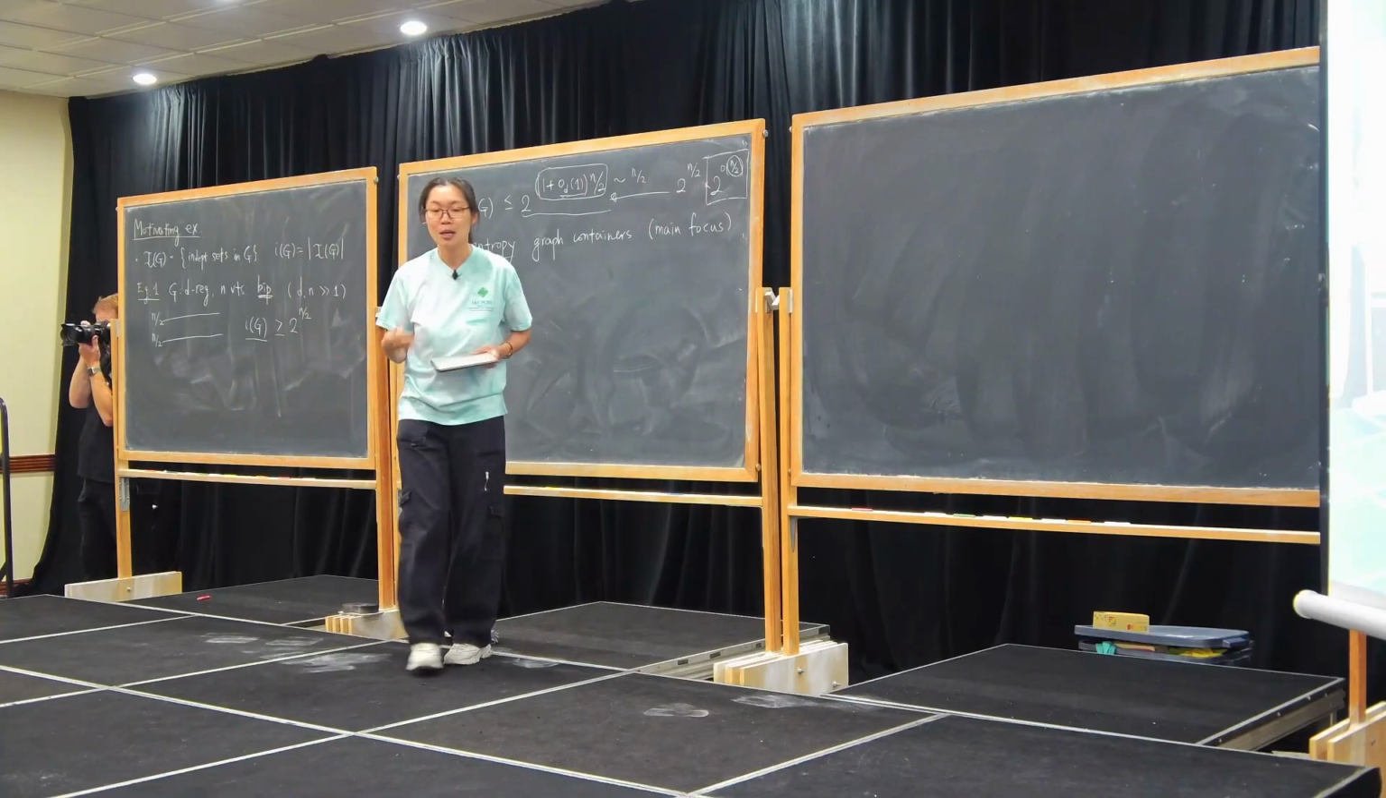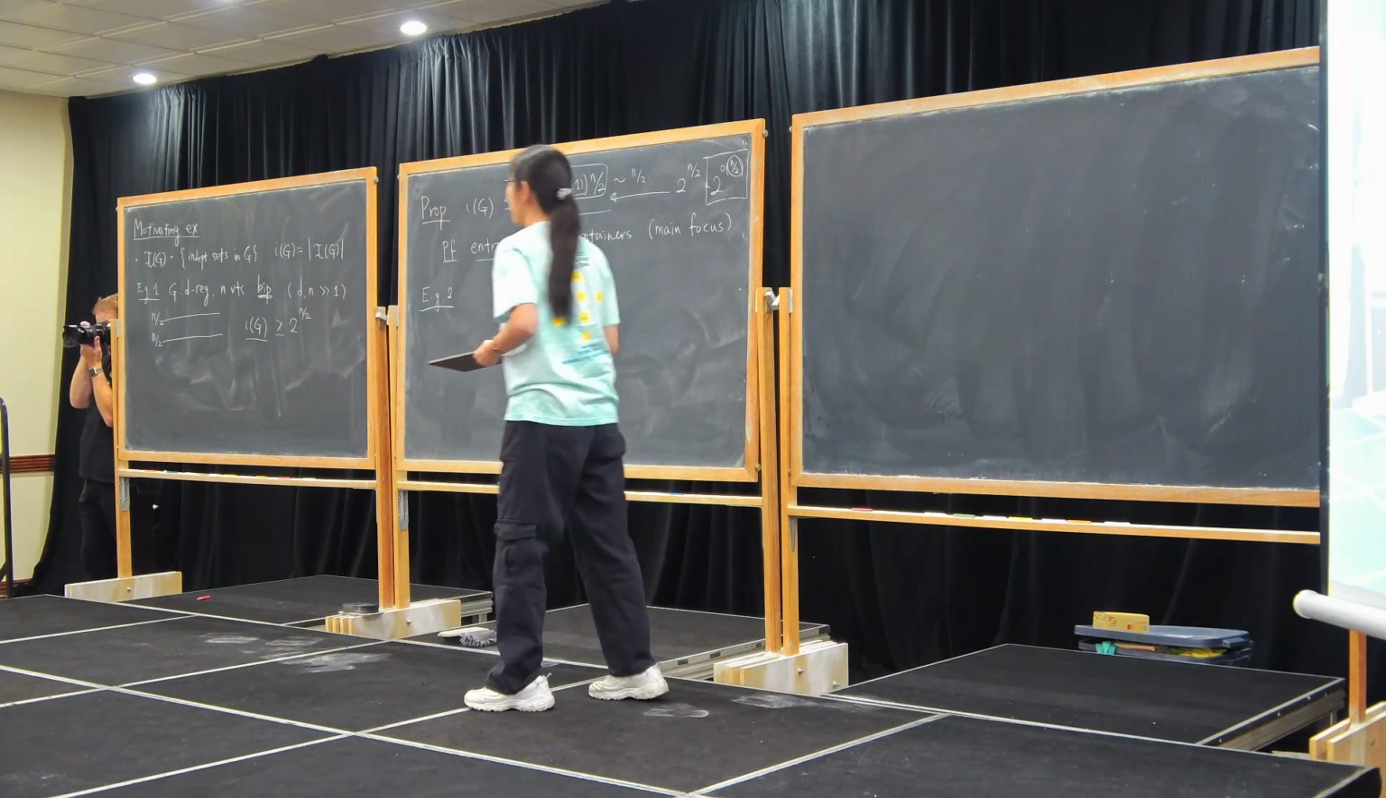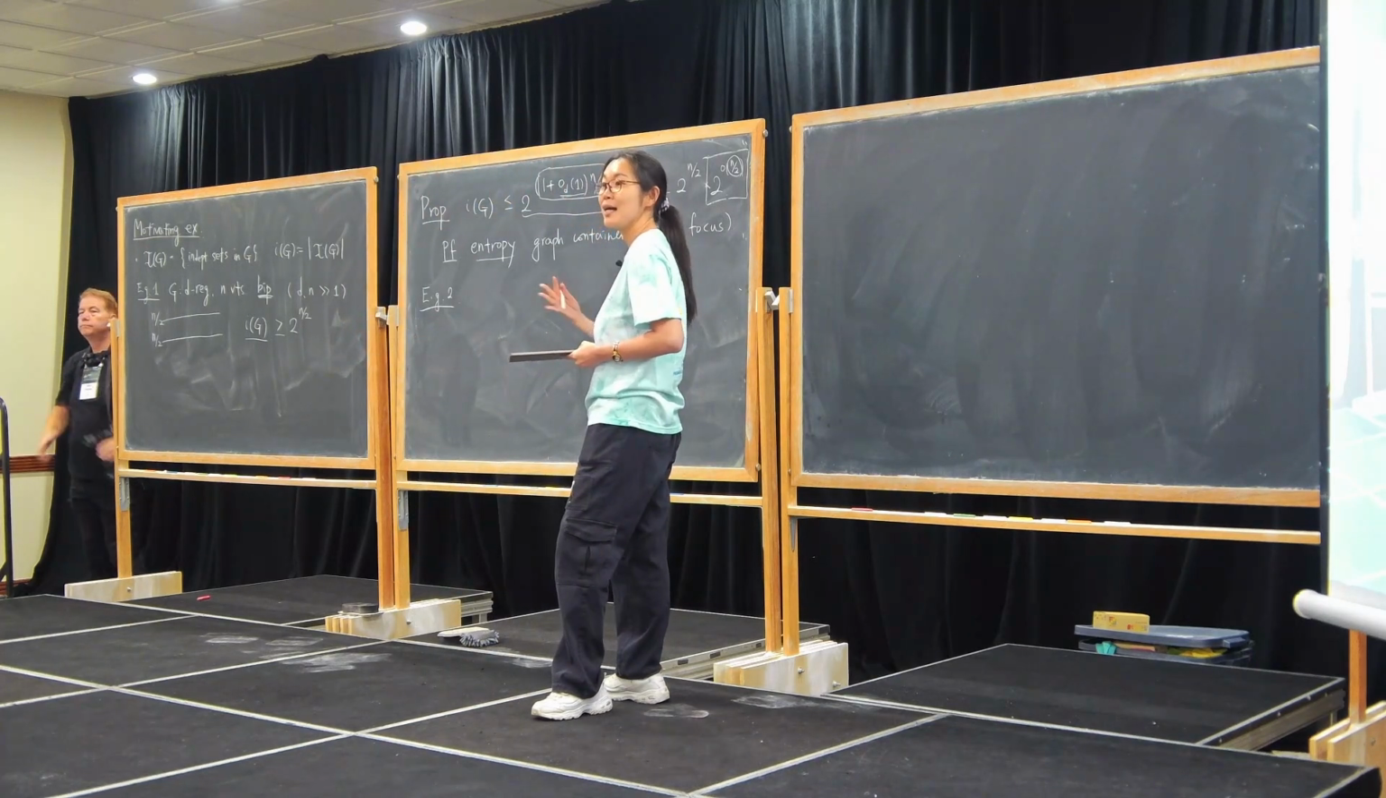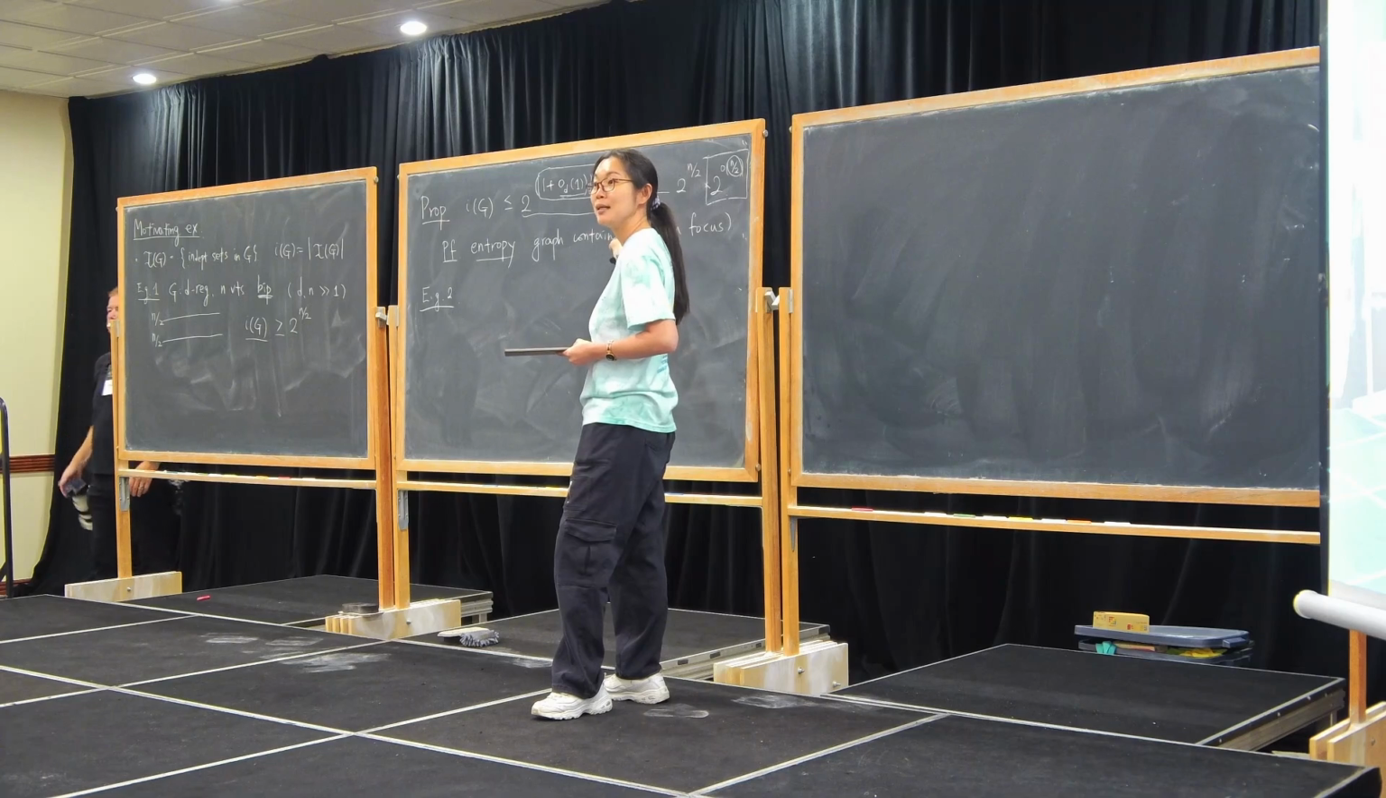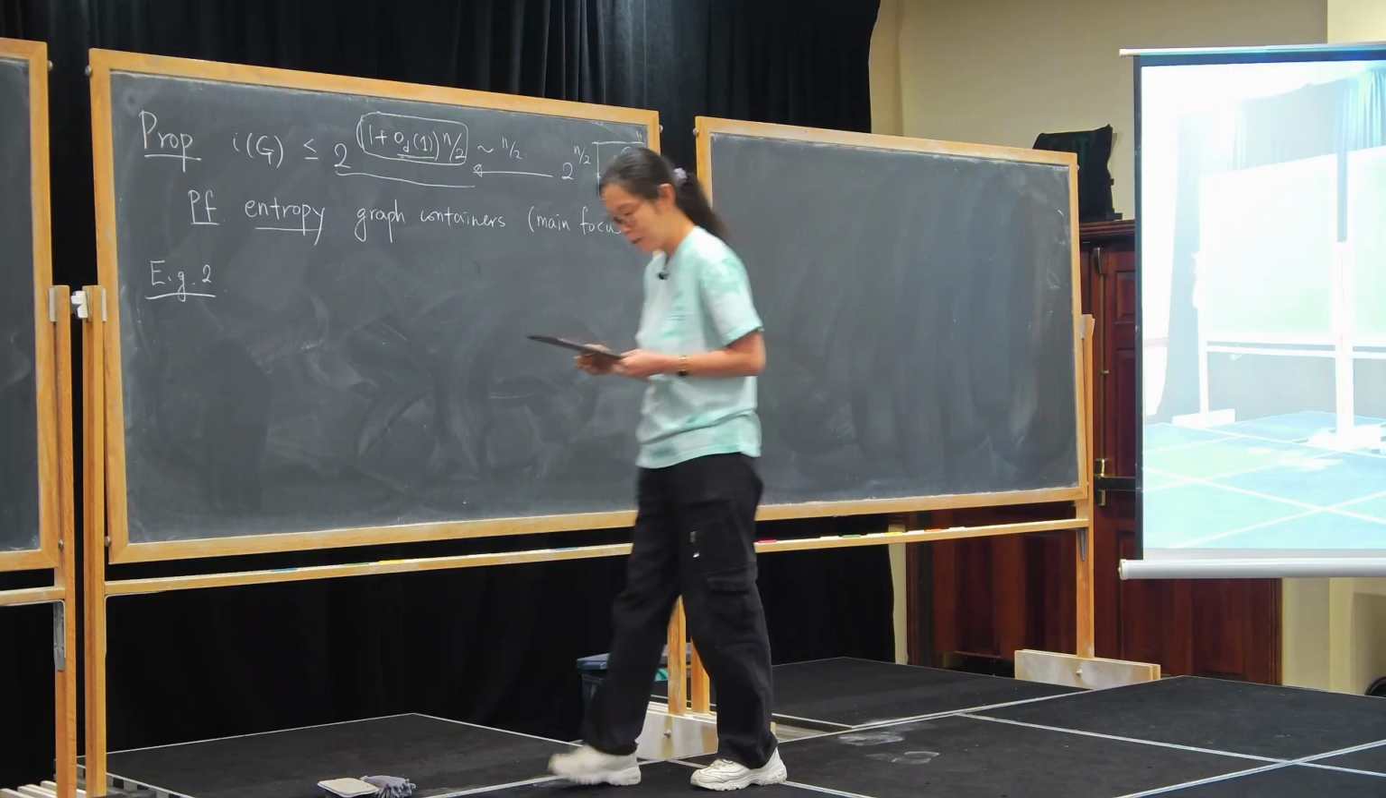And our question is, okay, then what if we are given more assumptions? In that case, can we improve this upper bound? That appears in our second example.